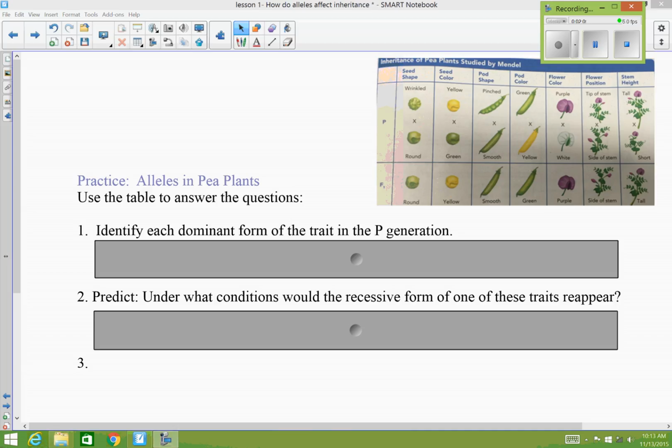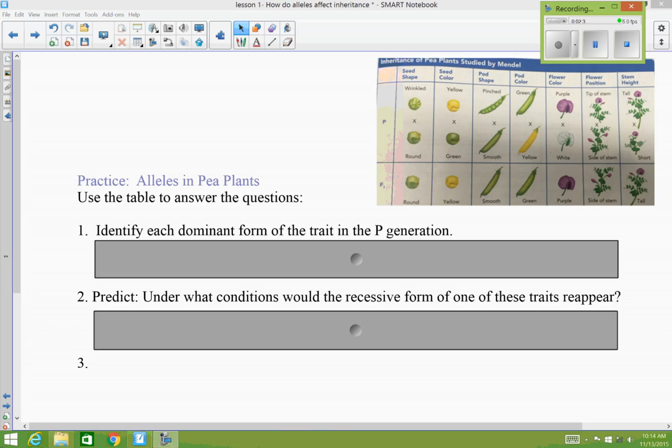So for number one, you have to identify each dominant form of the trait based on the parent generation. Okay, so what you need to do is look at what the parents had, look at what the offspring has. Now keep in mind that if they're different, the one that the offspring ended up with, or is visible to us, is going to be the dominant trait. So let's start with seed shape. We have the parents, one was wrinkled, one was round. The first generation of offspring has a round seed shape. So based on that, which one is going to be dominant?